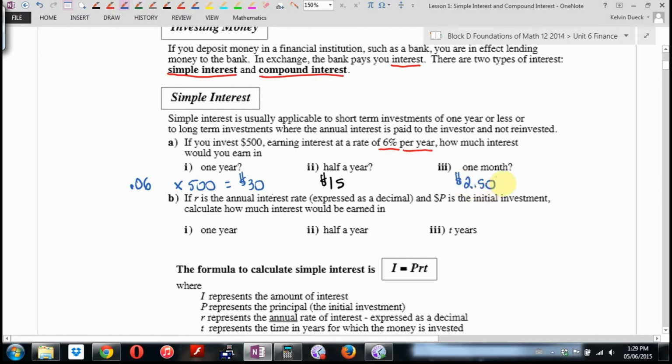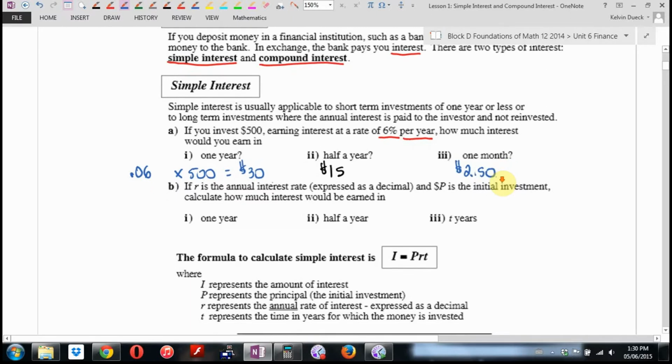What if they said per day? How would I convert this to days? Instead of dividing by 2 for a half year, instead of dividing by 12 for months, what would I divide by? Guys, you with me back there? You good? How would I go from years to days? Divide by what? 365. Yeah, well, it's not going to be a significant amount.